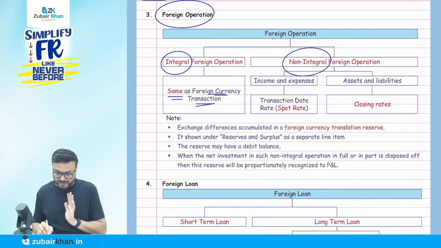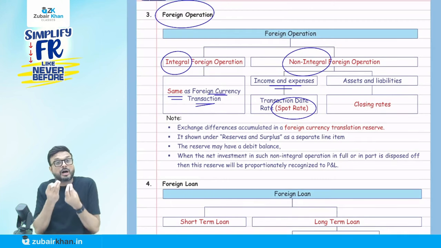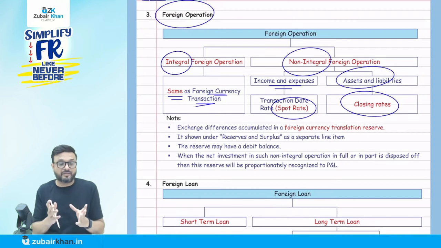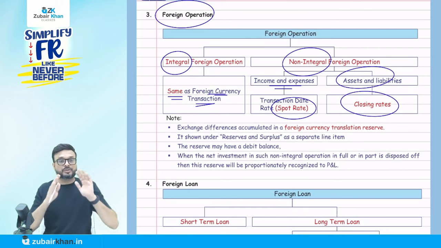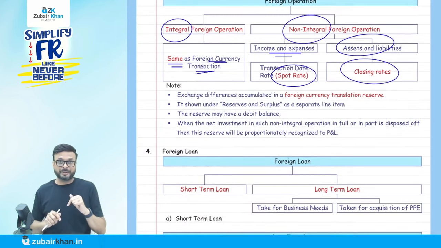But when it comes to the non-integral foreign operation, what is going to happen? All income and expenses will be recorded at the spot rate, okay, that is the transaction rate. But all my assets and liabilities are going to be recorded at the closing rate. There is no bifurcation of monetary and non-monetary here. Okay, in case of a non-integral operation, all the assets and all the liabilities are going to be recorded at which exchange rate? The closing rate.